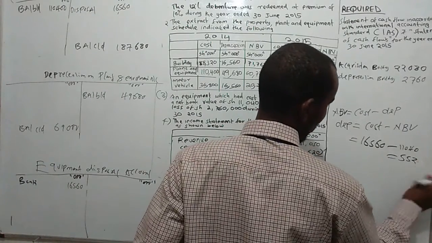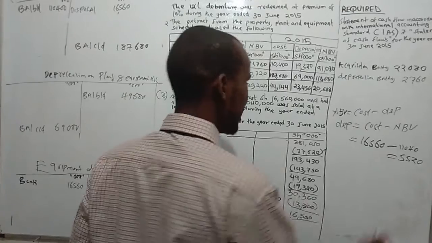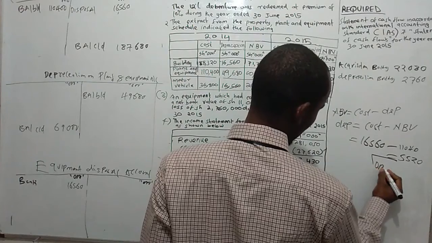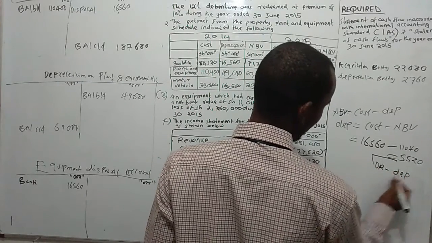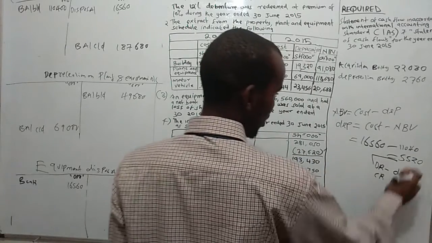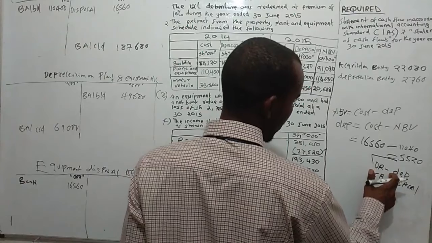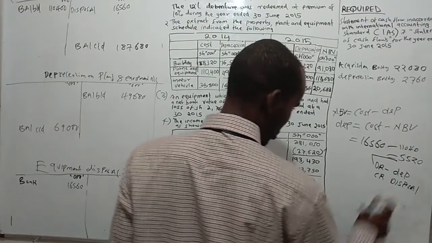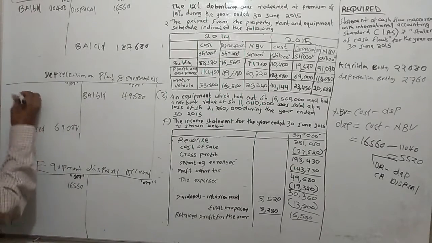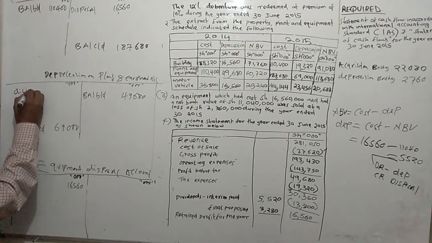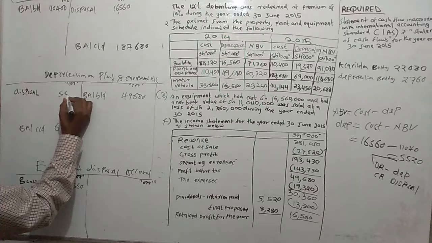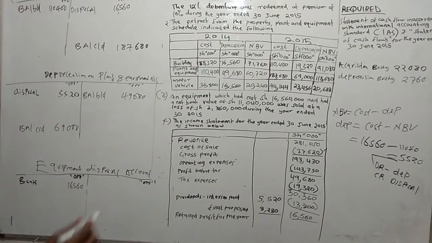Now we get 5520. With this depreciation, we are going to debit the depreciation account and credit the disposal account. This 5520, we are going to debit the depreciation account and credit the disposal. So we come to the depreciation, we are going to debit disposal with 5520. Then we credit the disposal.